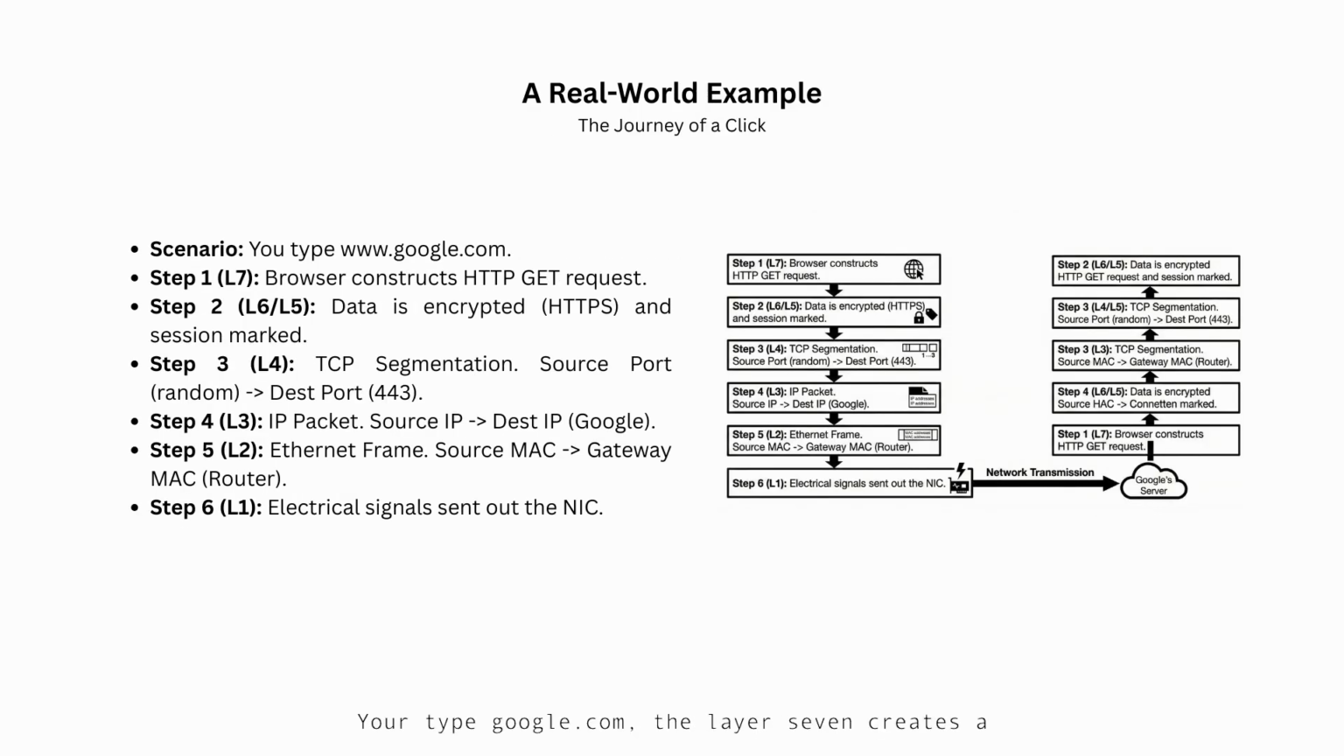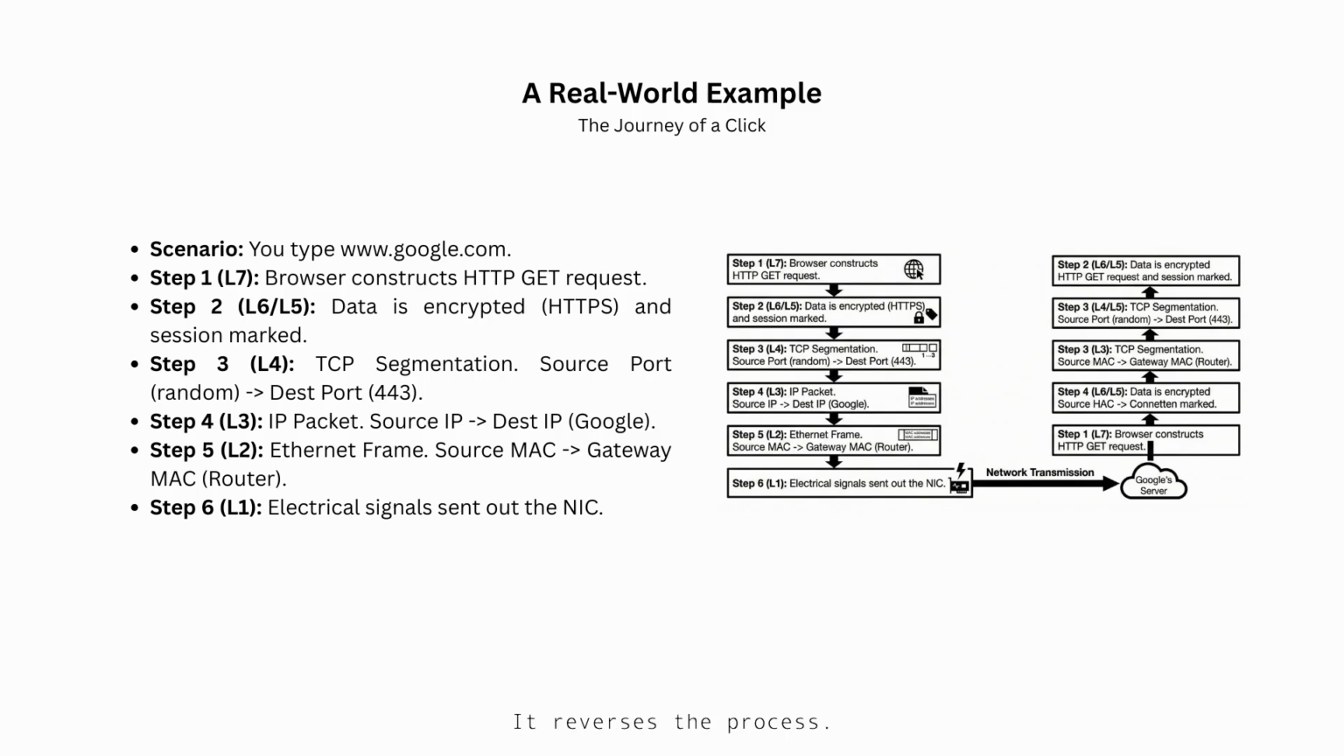Let's trace a real request. You type google.com, and Layer 7 creates an HTTP/HTTPS request. Layer 6 encrypts it. Layer 4 breaks it down into segments and adds port 443. Layer 3 adds the IP address. Layer 2 adds the MAC address of your router. Layer 1 turns it into electricity. It travels across the world where the Google server gets it.